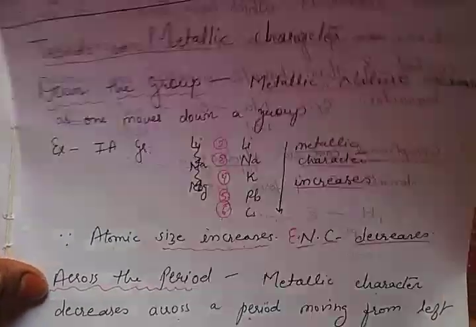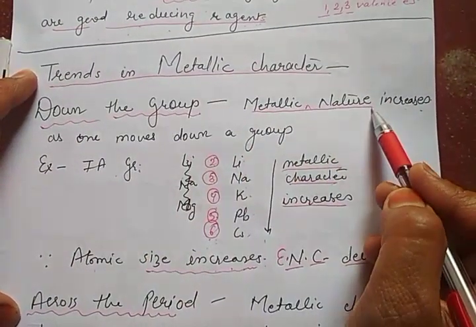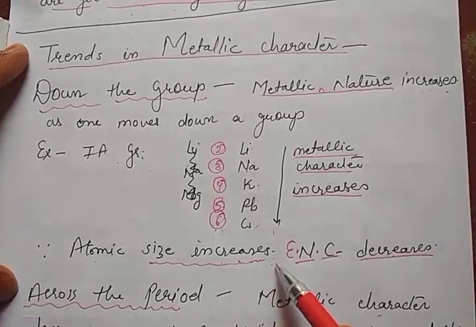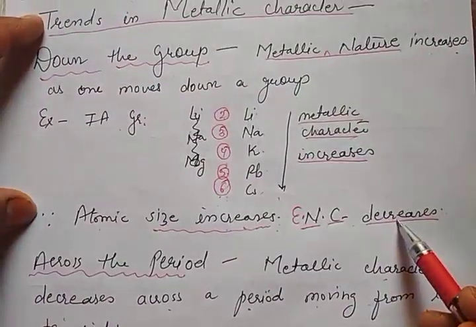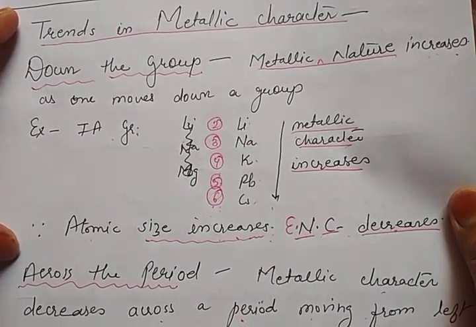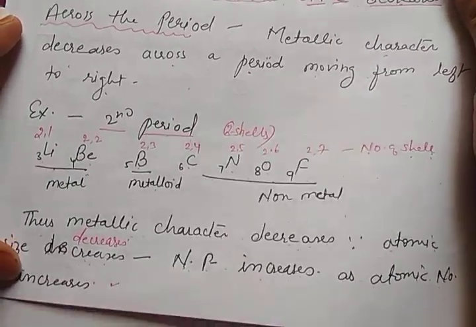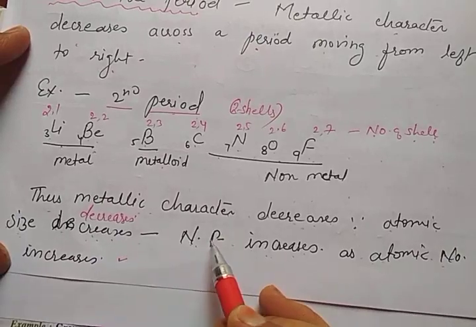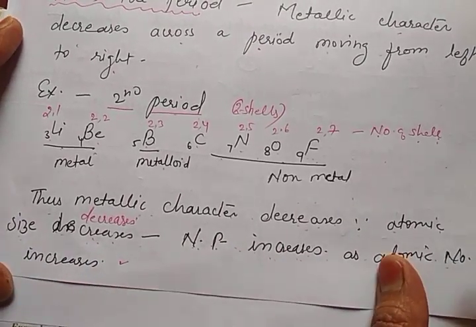And its variation in the periodic table: down a group, metallic character increases because the atomic size increases and effective nuclear charge decreases. Due to that, the ease of donating electrons increases. Thus the metallic character also increases. Across the period, metallic character decreases because the atomic size decreases and nuclear charge increases as the atomic number increases.